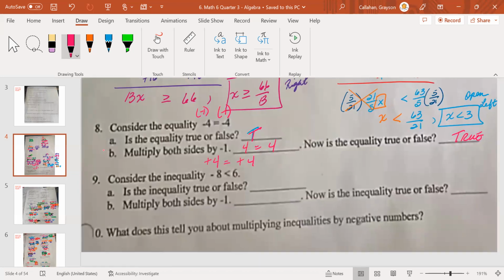Consider this equality. Negative 8 is less than 6, meaning that 6 is bigger than negative 8. Is that true or false?